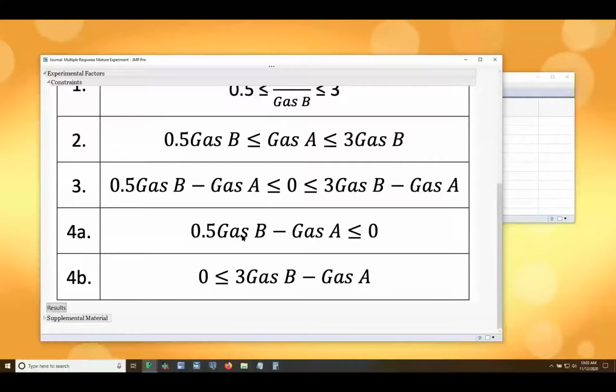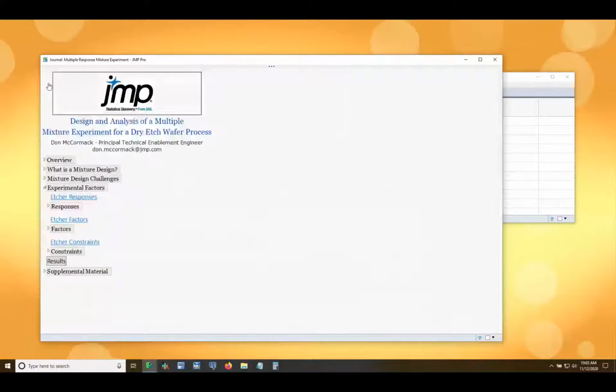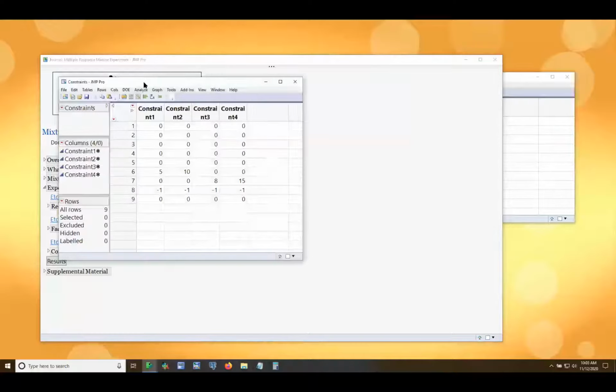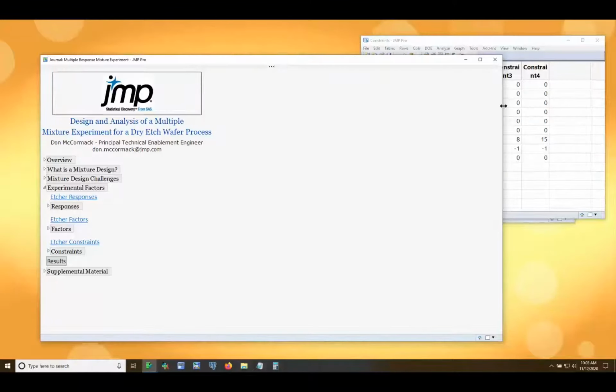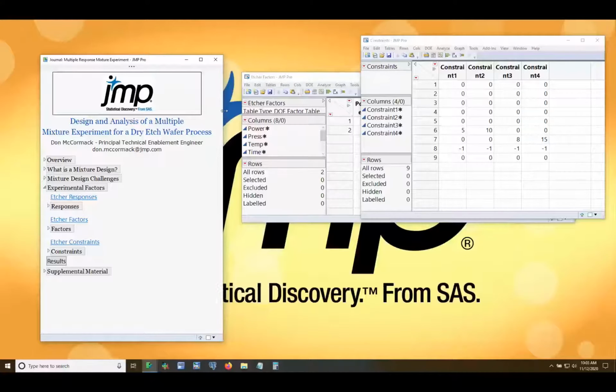And again, I went over that very quickly, but you'll have access to this journal, and hopefully the math is relatively straightforward, and you could step through this fairly easily. Now, I've also saved my constraints as well, and we can relate back to these when we're setting up the design. All right. Now, if I were to have more than those 2 constraints, let's say I wanted to fix the ratio of my gas A to gas C, I could do that too, and I would do it in a similar fashion.